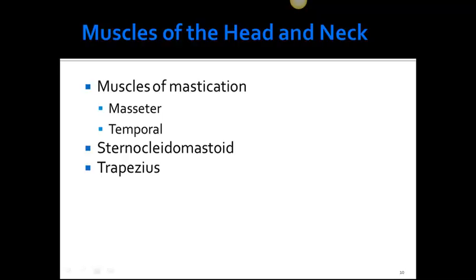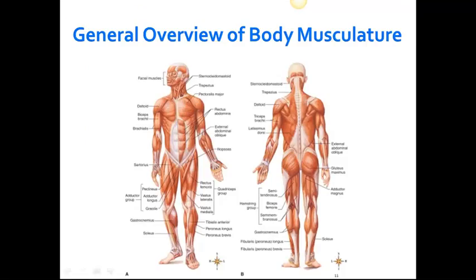The sternocleidomastoid flexes the head, and the trapezius elevates the shoulders and extends the head. So these two muscles are responsible for our head rotation and they attach our skull to our neck and into our shoulders. So that's a general overview of the body musculature.